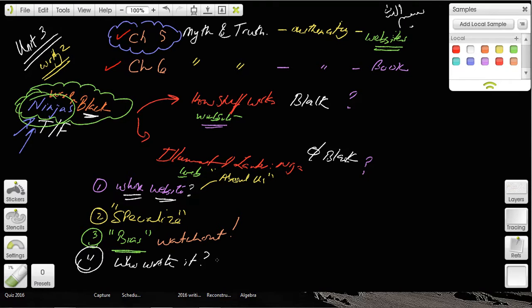And then finally, who wrote it? Who's the author? The site would be more reliable if the author is an expert. Here, "specialized" means the website is exclusively dedicated to that topic. When we say who wrote it is an expert, we mean the person who wrote it has a certain specialty in the subject or not. And finally, very, very important.